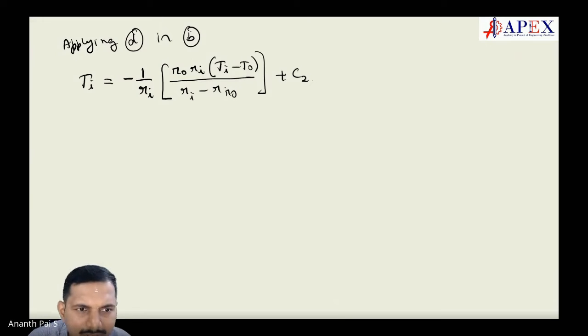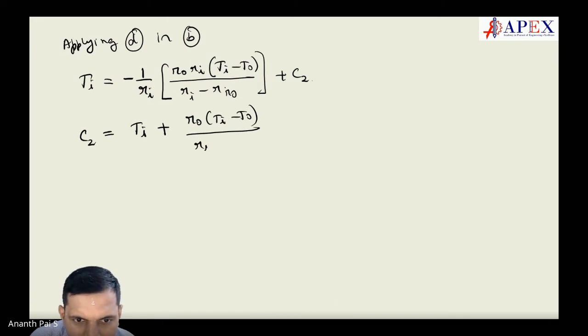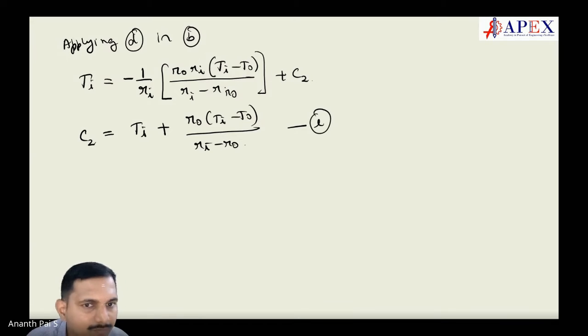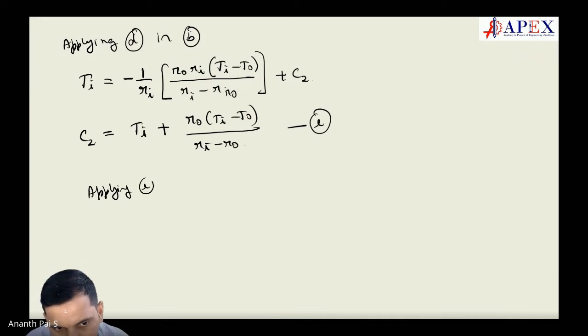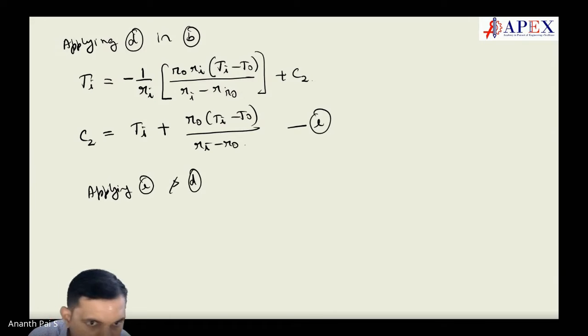So C2, you get it as Ti plus R naught into Ti minus T naught divided by Ri minus R naught. This is equation E. Into 1 by Ri cancels, no? So we have R naught. Now, applying E directly.